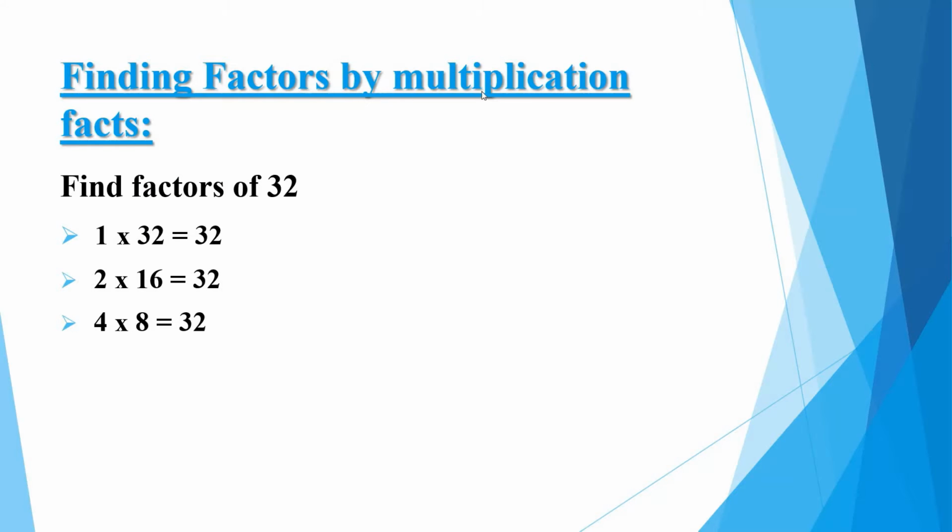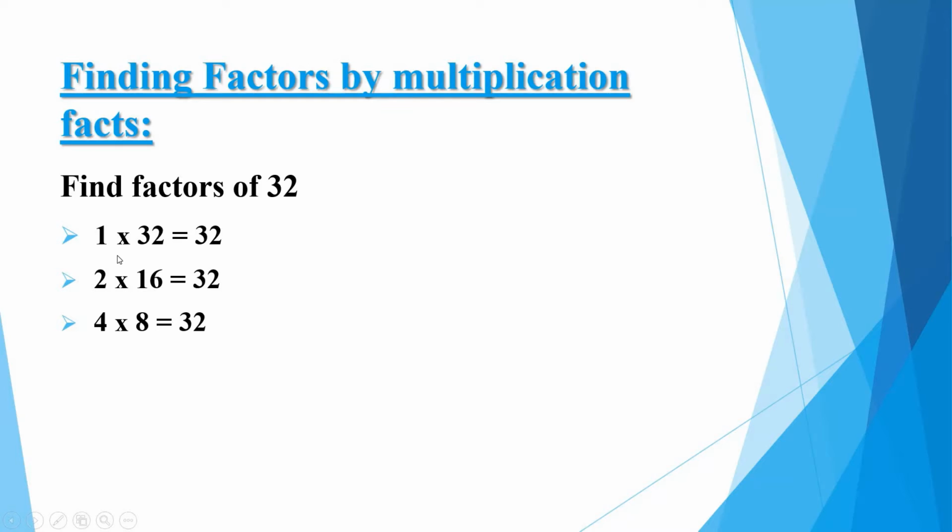Finding factors by multiplication facts. We can find factors of a number by checking for the multiplication facts of that number. Let's try to understand this definition with the help of an example. Find the factors of 32. For this, check the times table in which the number 32 comes.